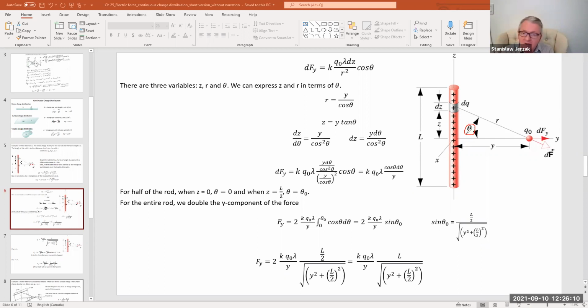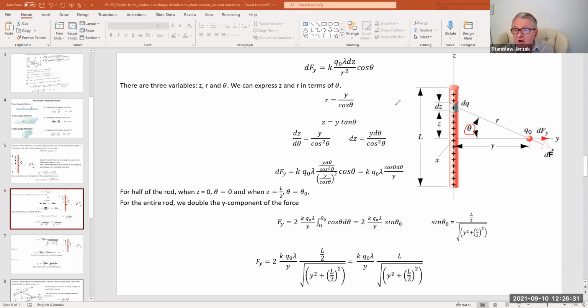Now I know it because I did this type of question before. Actually, we did this type of question in physics 1801 as well, last year. So it should not be completely new for you. But let us now try to express z and r in terms of theta.